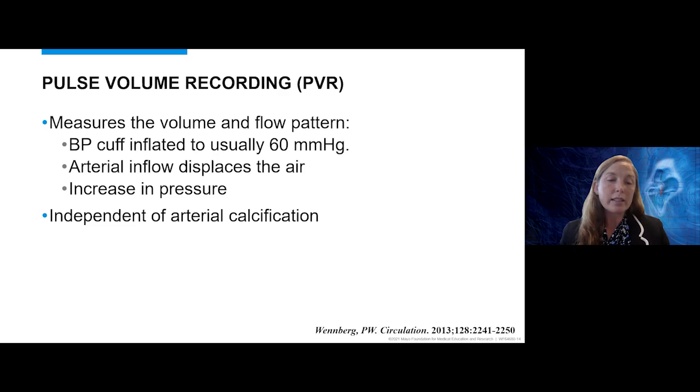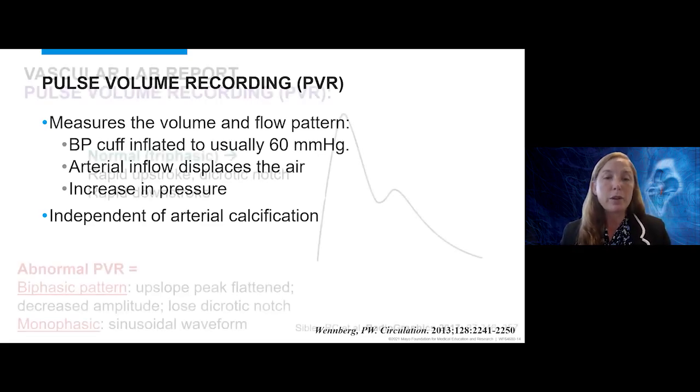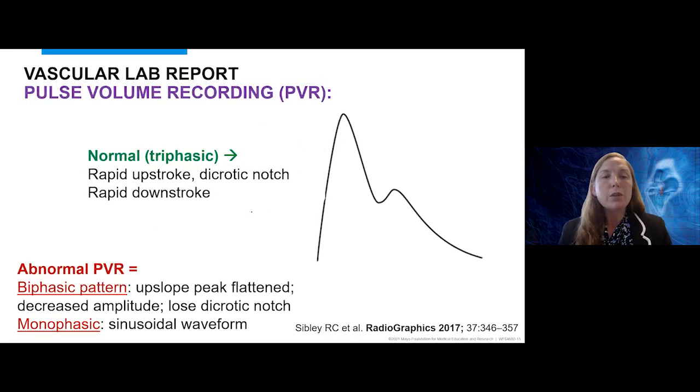And this is, generally speaking, independent of arterial calcification. So even if you had non-compressible vessels with an ABI of 1.4, 1.5, you can still get information about the health of the vessels from the PVR waveforms. So what do those waveforms look like?